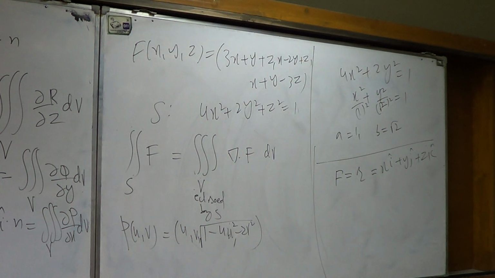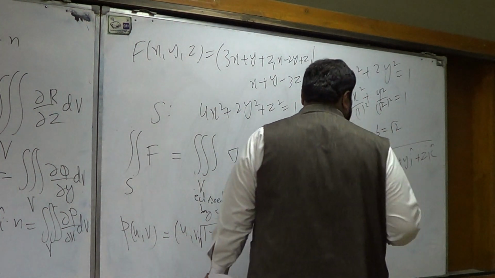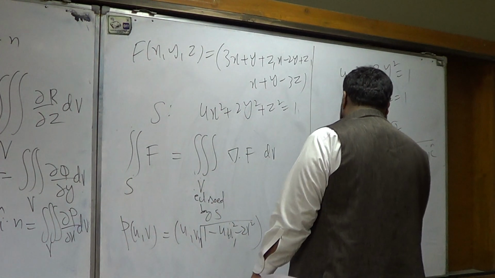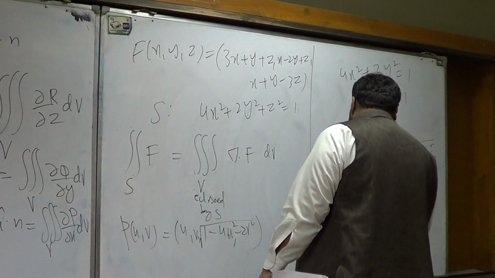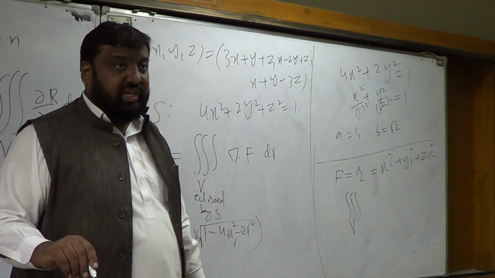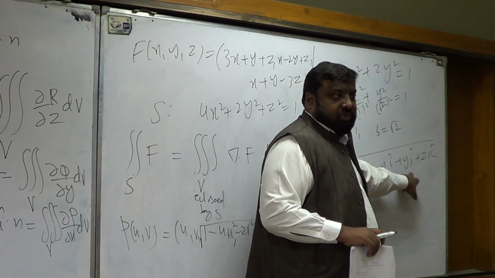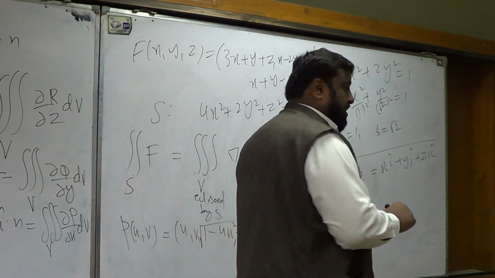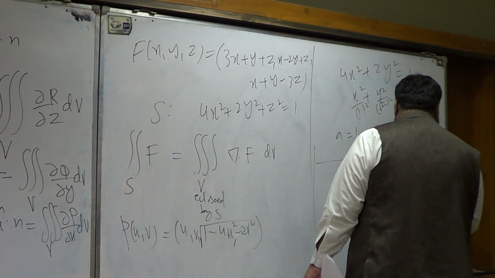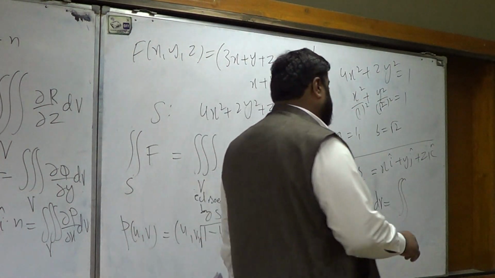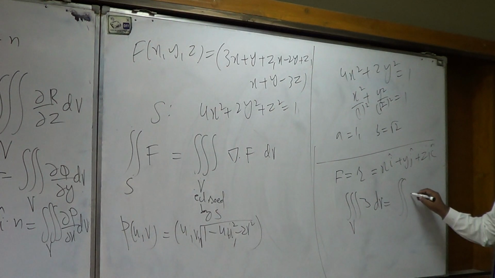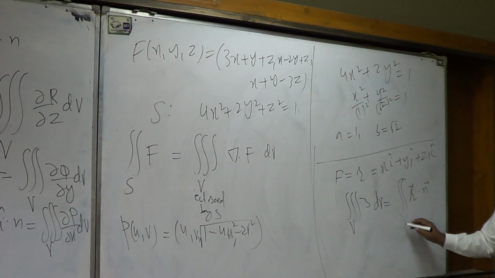So when I apply the Gauss theorem on it, what am I going to get? On the volume side, the integral over V of the divergence of it. The divergence is going to be 1 plus 1 plus 1, so it's going to be 3. So 3 dV is going to be equal to the surface integral of F, or rather R dot N, over the boundary of V.